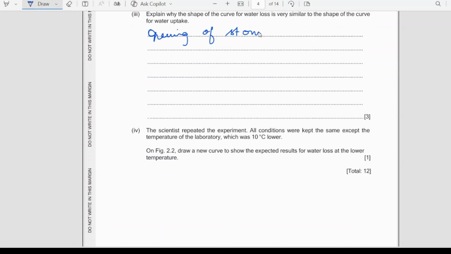That is your point number one. What is point number two? Transpirational pull. What about water uptake? Like we have told, there is water loss, but how is water uptake?